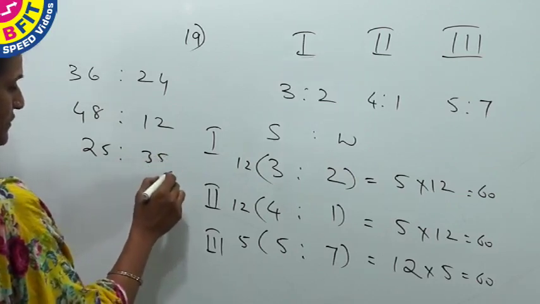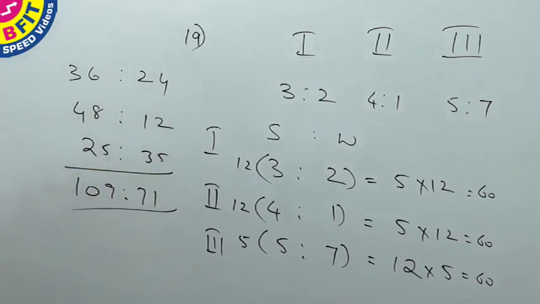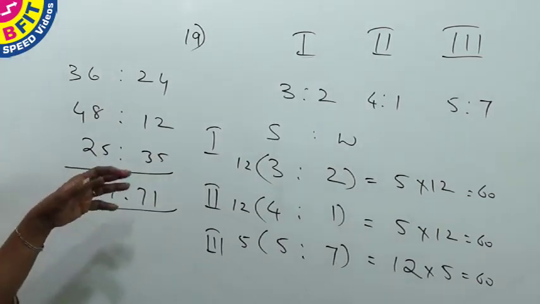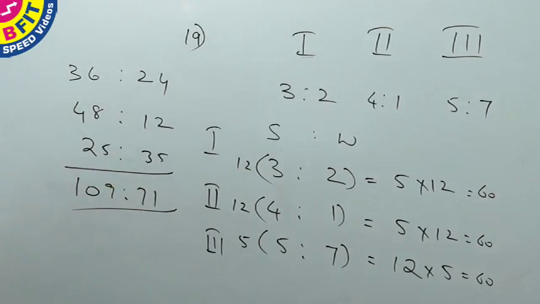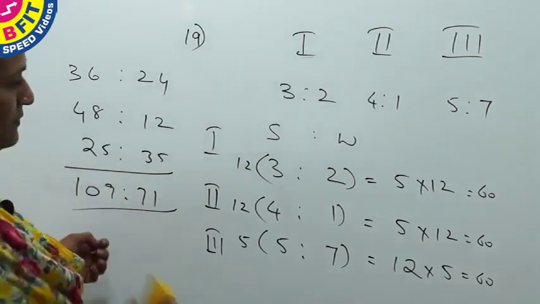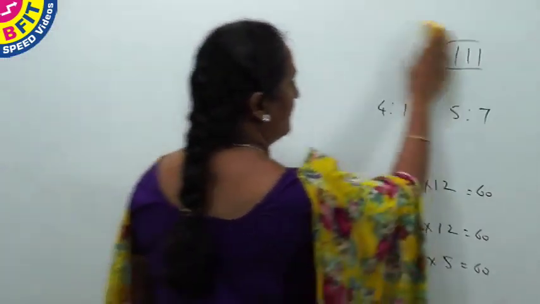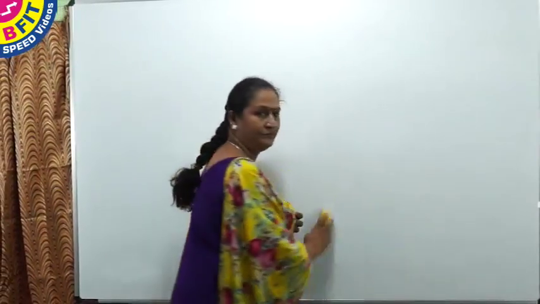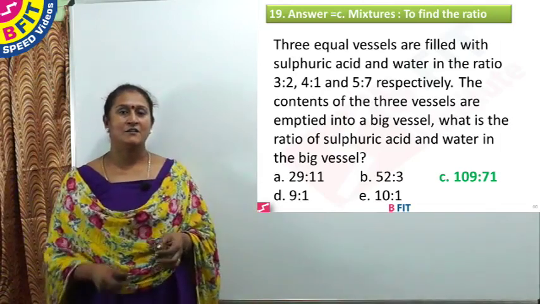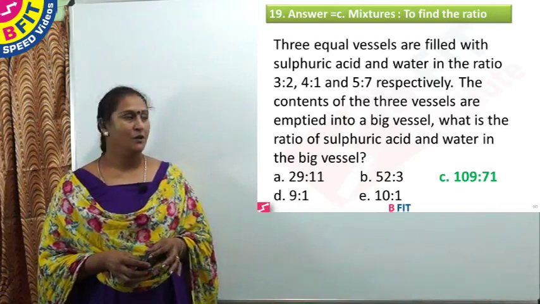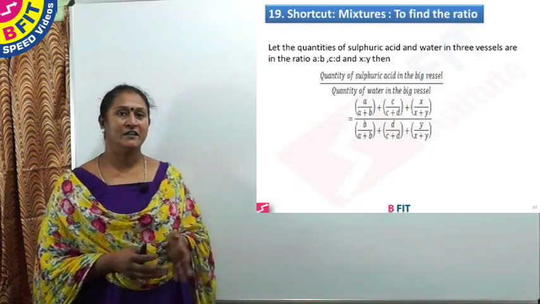So adding all, the ratio of sulfuric acid and water in the final mixture is got as 109:71. And the answer for question number 19 is option C, 109:71. And the working here is as follows.